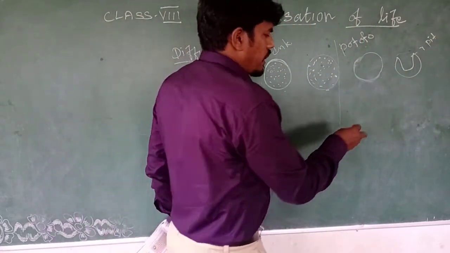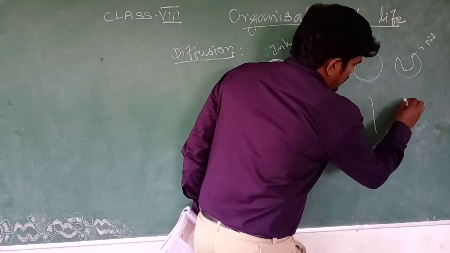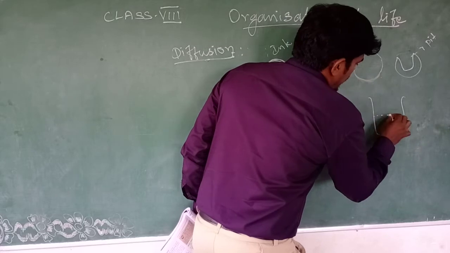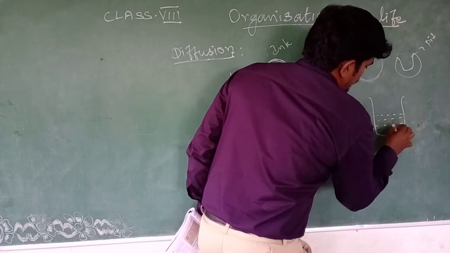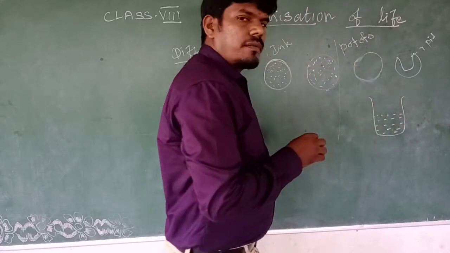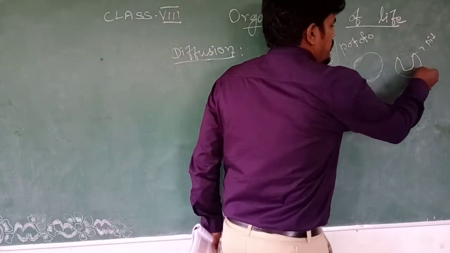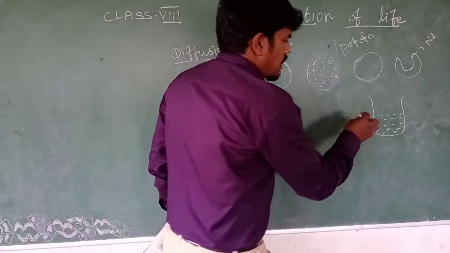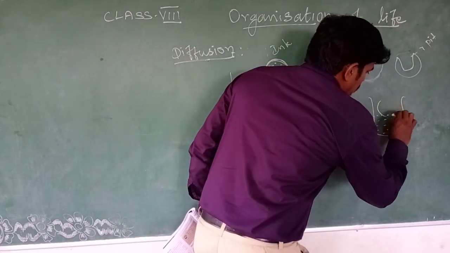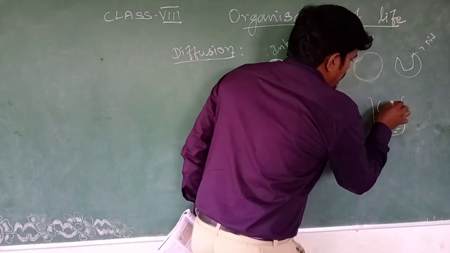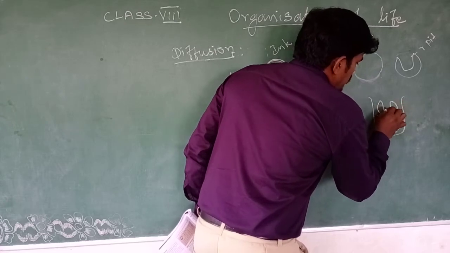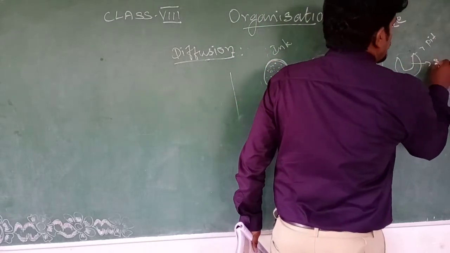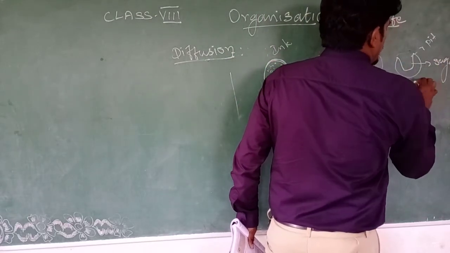Before that, take a water container and fill in some amount of water. After that, take this potato and keep it in the middle of the water container. Before that, the potato pit itself should be filled with some amount of sugar solution.